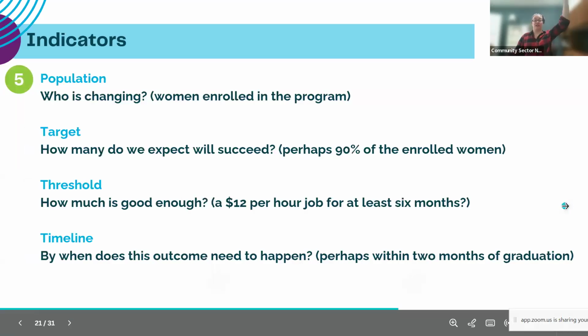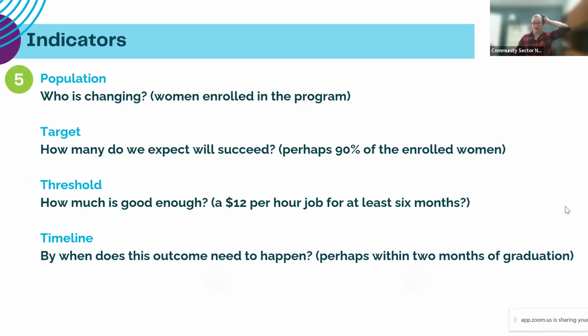And so then you look at different indicators. So who is the population you're targeting? That's the women enrolled in the program. How many do we expect to succeed? Perhaps we're looking at 90% of the enrolled women. What's the threshold? So once they've completed the program, you have some sort of target of how many people completed it. And then what did they achieve at the end?